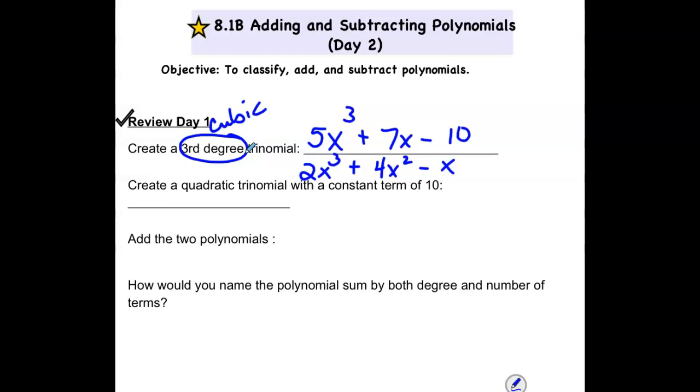4 is quartic. They both start with Q, so it gets confusing. But think of 4 quarters in a dollar. Okay, 4 quarters in a football game. So 4 is quartic. Quadratic is 2. So we want something that has a degree 2, and we want it to have a constant term of 10.